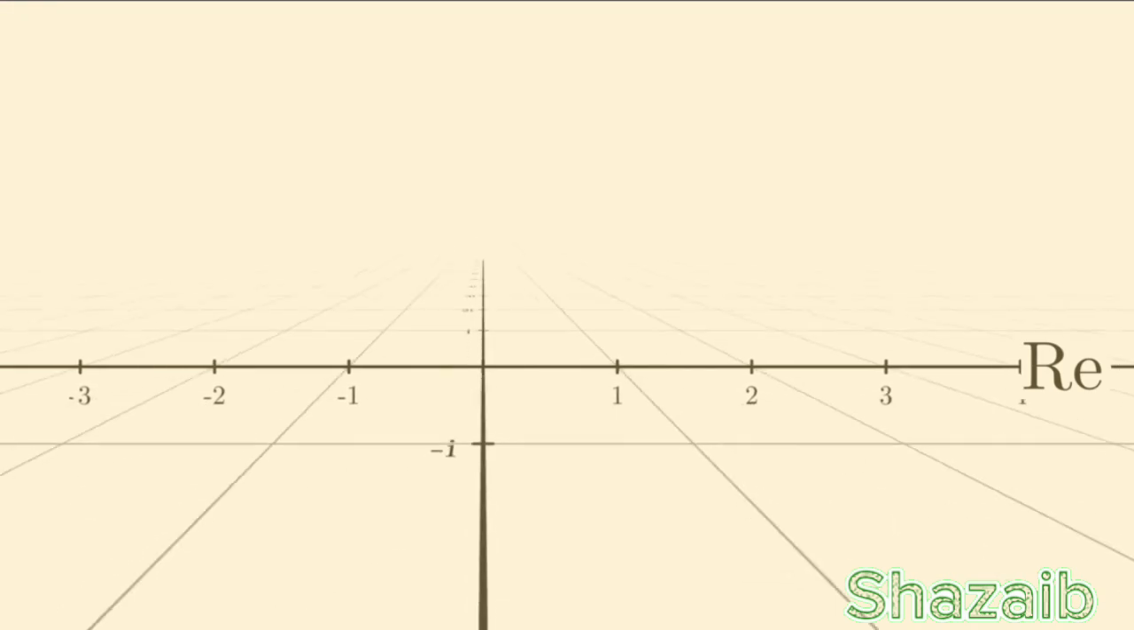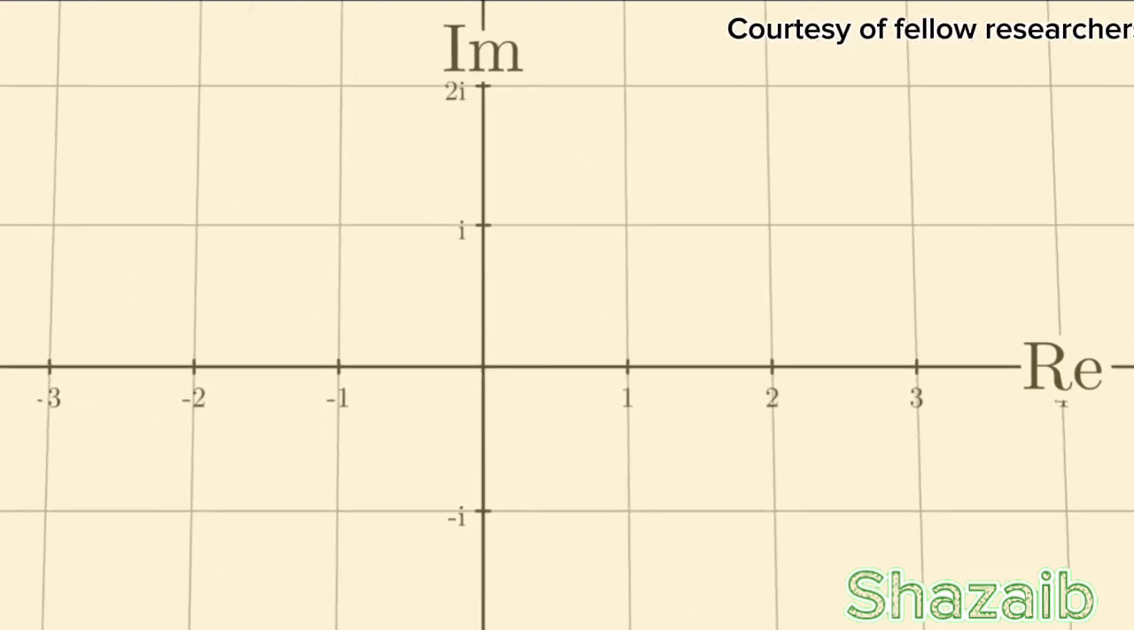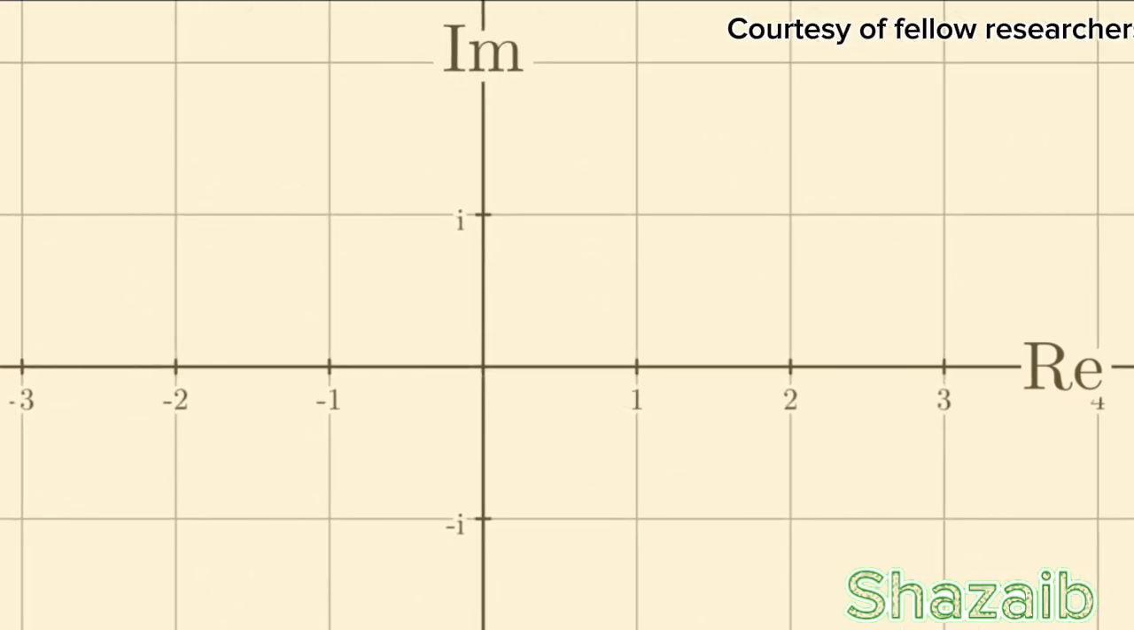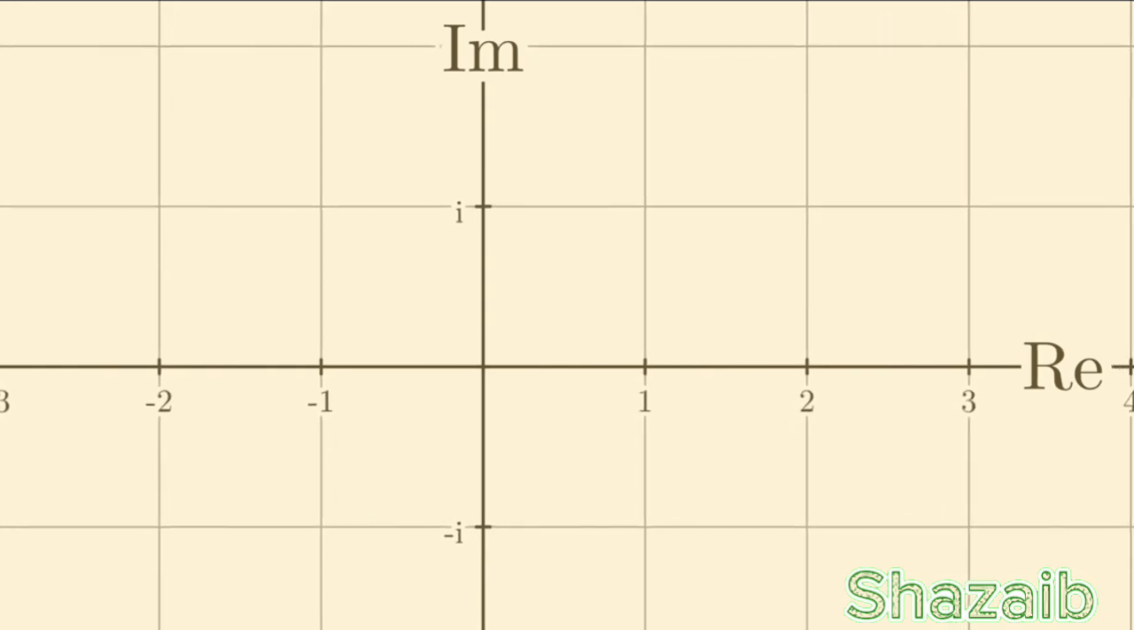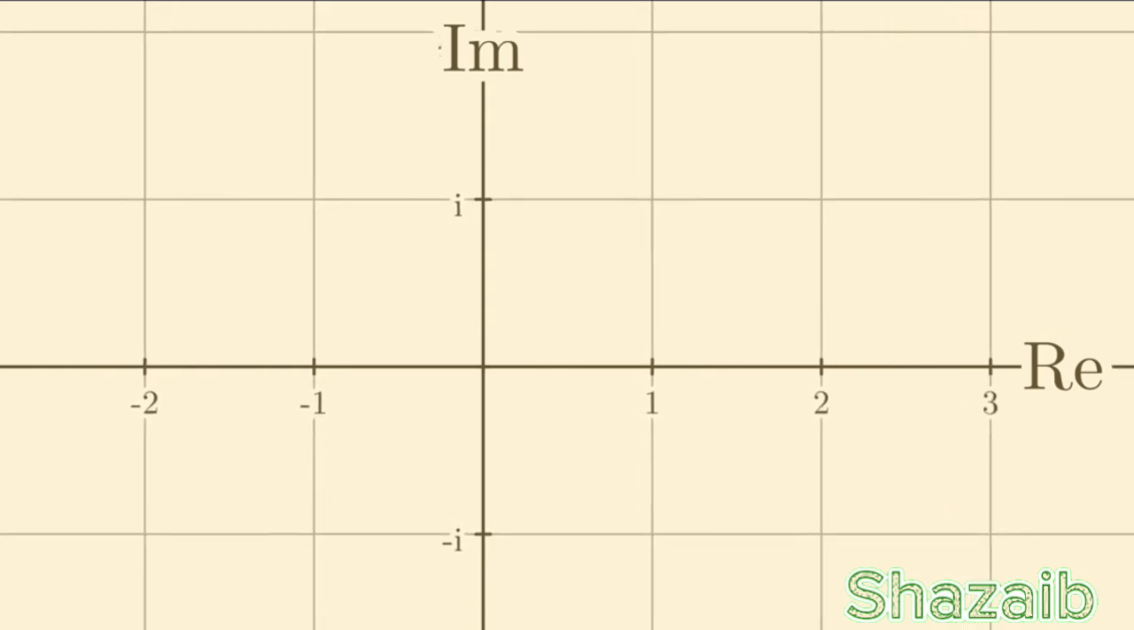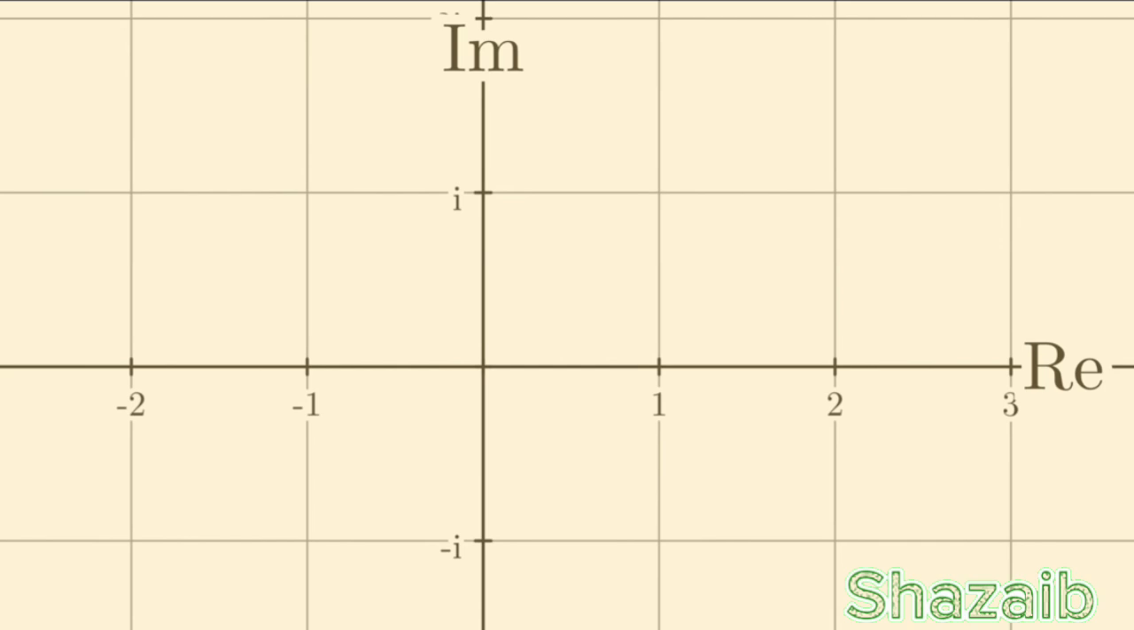Imaginary numbers exist on a dimension perpendicular to the real number line. Together, they form the complex plane. Watch what happens when we repeatedly multiply by i.